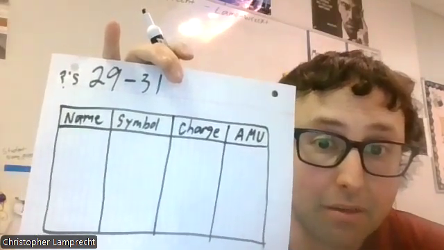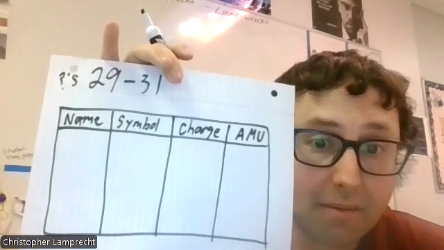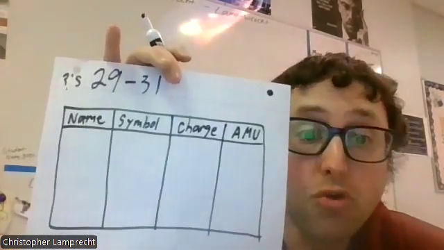Symbols of subatomic particles. Charges of subatomic particles. And AMU, atomic mass units. You're going to have some fill in the blanks from that chart that are going to represent the blank piece of information. You should be able to spell proton, neutron, and electron correctly.